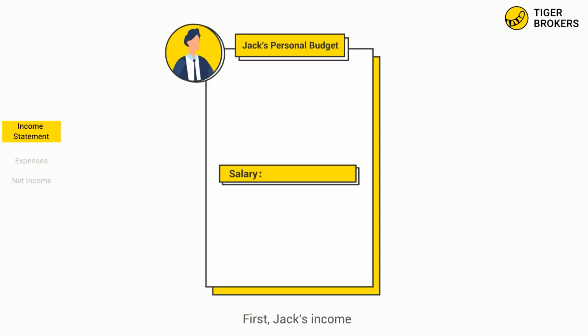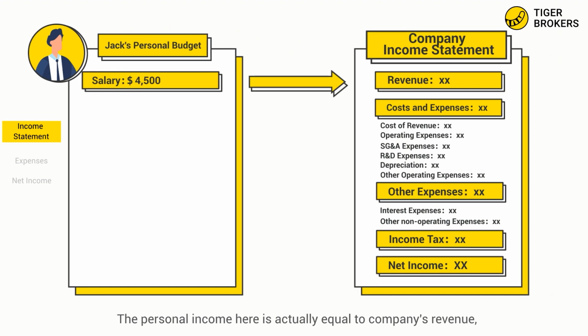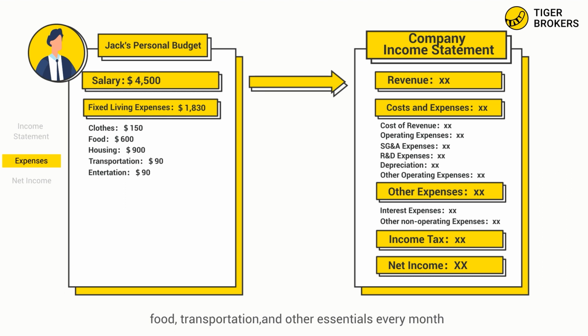First, Jack's income. Jack works in a company and doesn't have a side job, so his income is his salary, $4,500 per month. We can write down this number: income, $4,500. The personal income here is actually equal to company's revenue, which is the money you've earned. Second, Jack's expenses. Jack needs to pay $1,830 for housing, food, transportation, and other essentials every month, no matter what. It's pretty much on a fixed schedule.